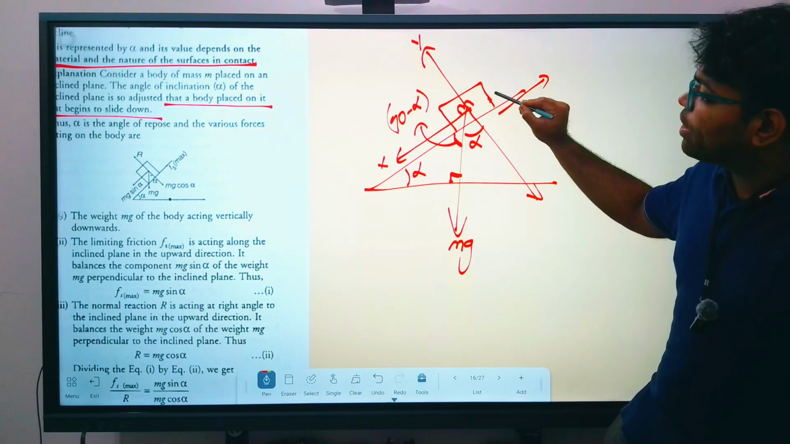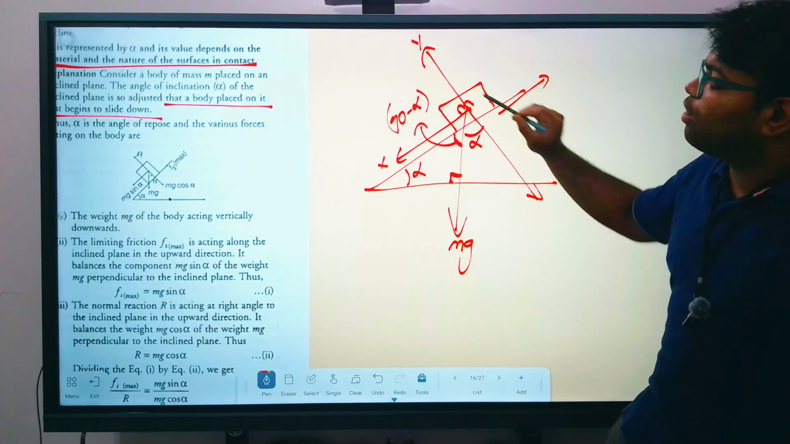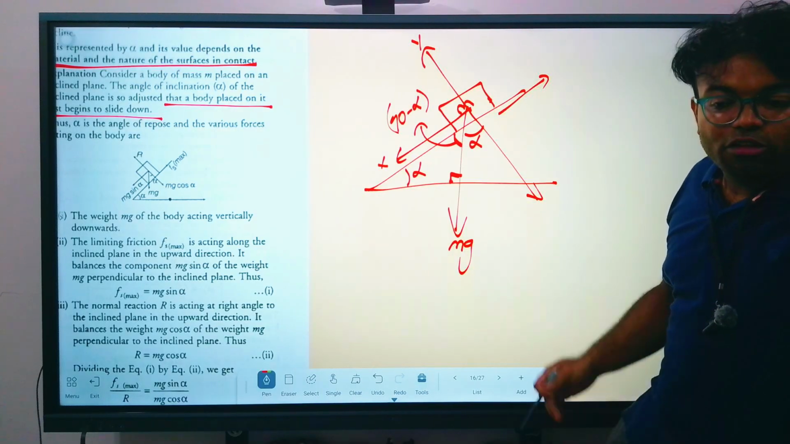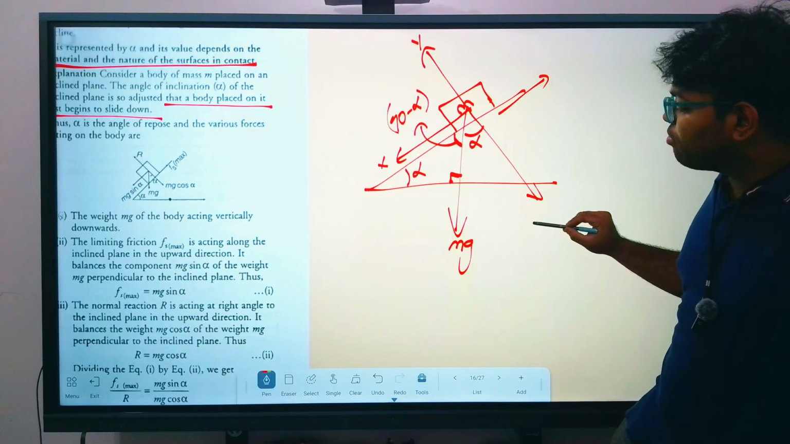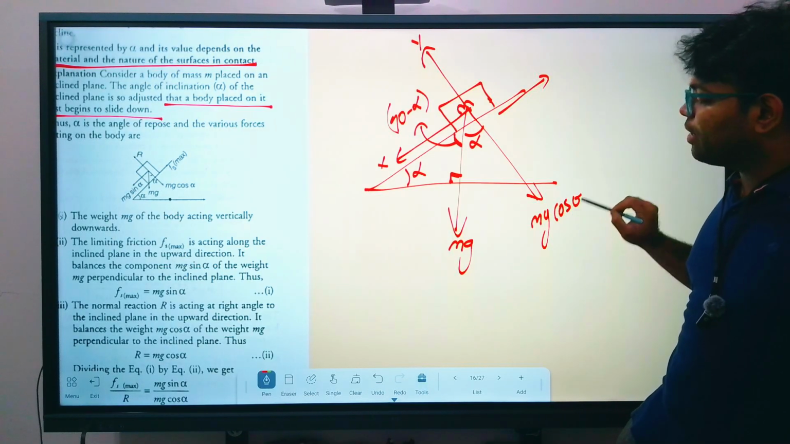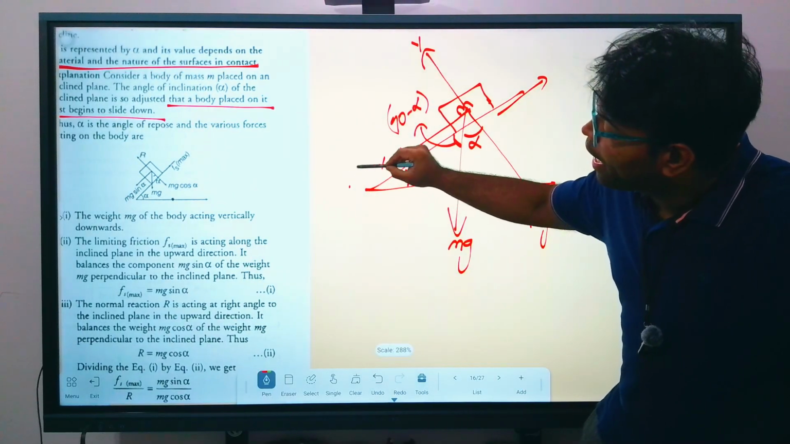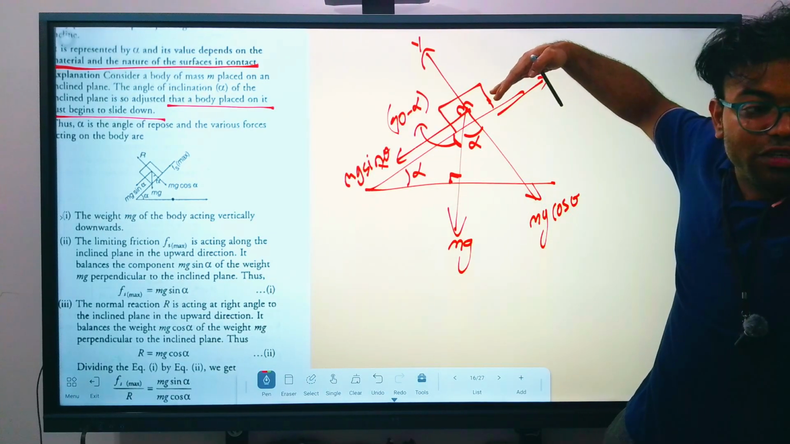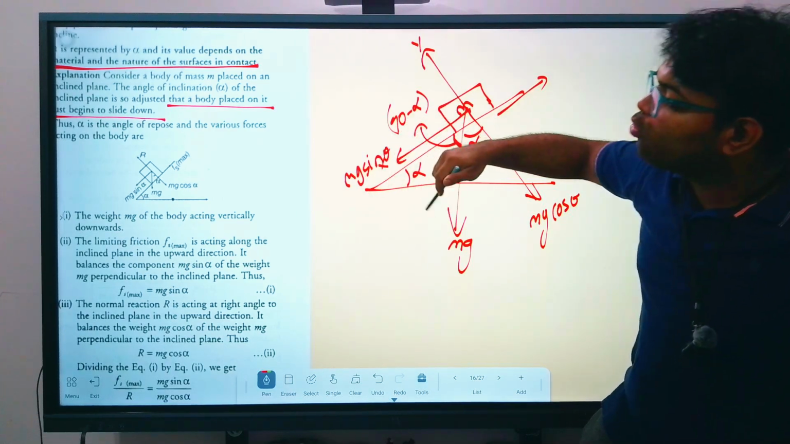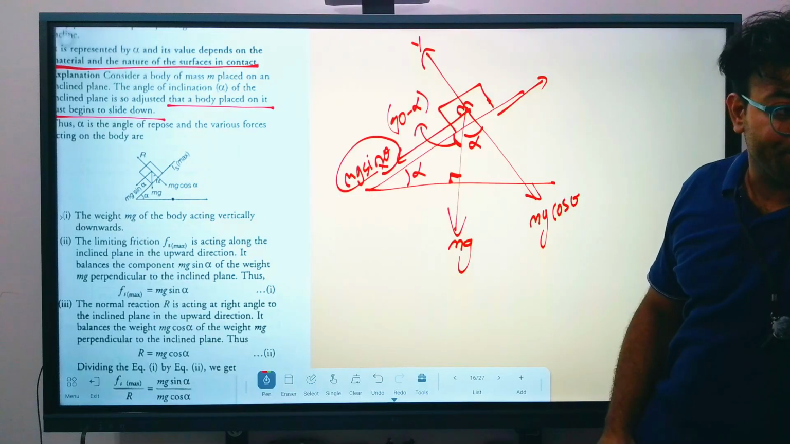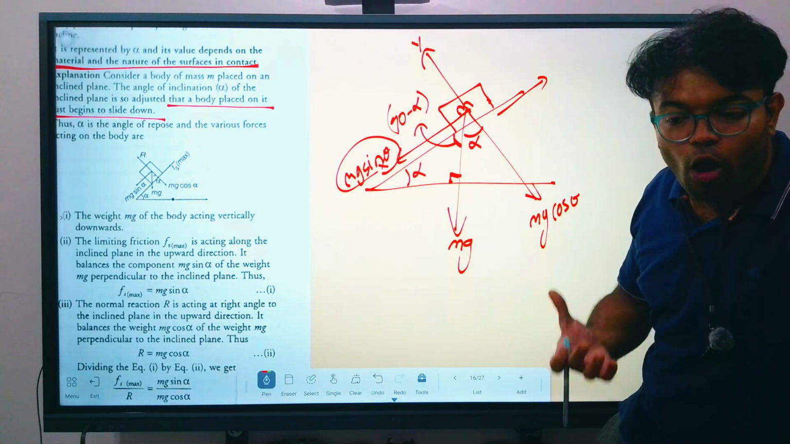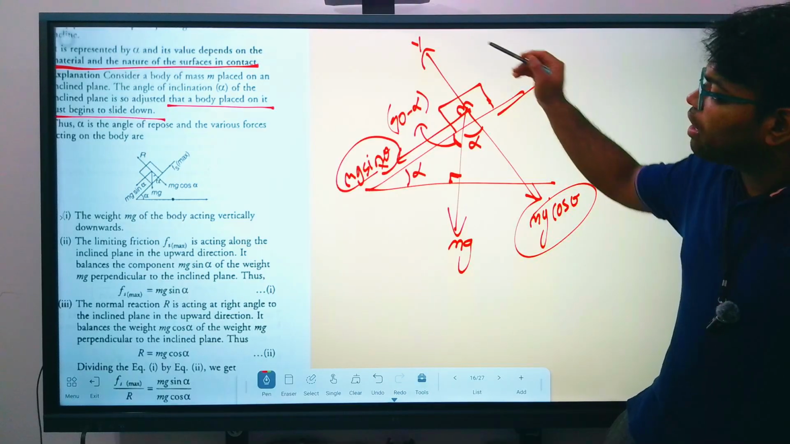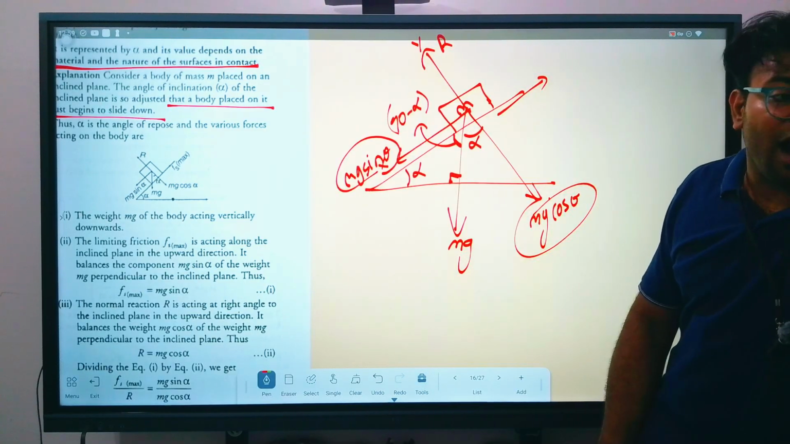Okay, now let's actually look at this. So you have mg right here. Now this mg going downwards can be split into two forces. This becomes mg cos theta, and this becomes mg sine theta. And the force that is actually making the object slide downwards is what? Mg sine theta. The force that is actually keeping the object in contact with the surface is what? Mg cos theta. This mg cos theta will be equal to the reactionary force R.